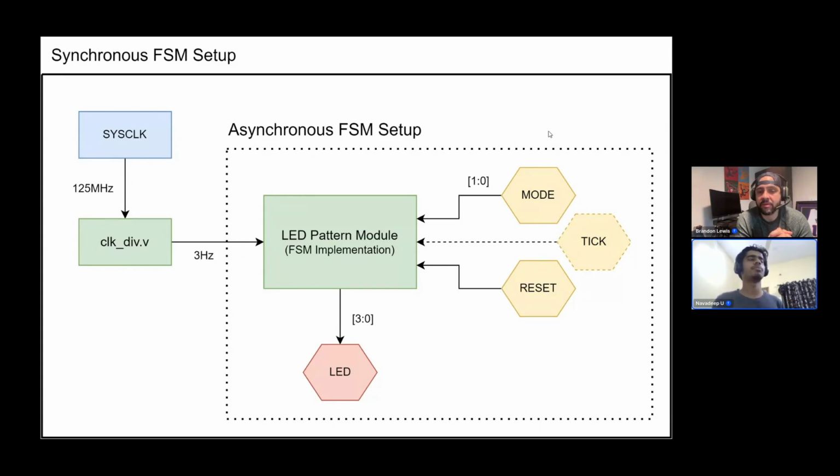And this pattern module has inputs such as mode and reset in the case of synchronous. Mode is the user button, which is a 2-bit input having 00, 01, 10, and 11 states to select different patterns of LED trails. And then we also have a reset signal for the whole system, with the output being 4-bit for the LEDs on board again. And that's the outer block, and the inner block shown by the dotted line is the asynchronous finite state machine setup. The only signal which adds on to it is the tick, and the whole clock input is cut out in the case of the asynchronous one.